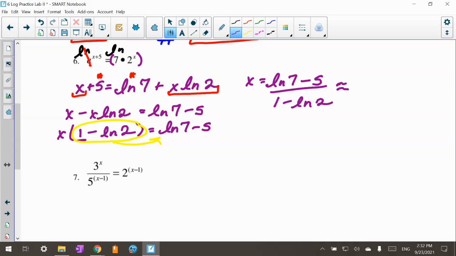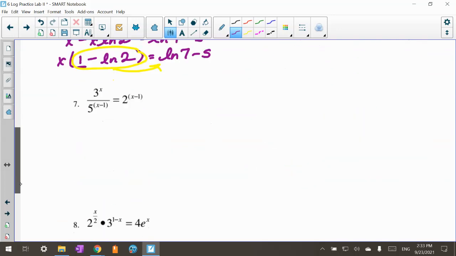So when I put this in my calculator, I get negative 9.95295. I went a little bit farther on that as well. Okay, we have 2 more left, and they're kind of long ones. Well, they're not, they look worse than they are.